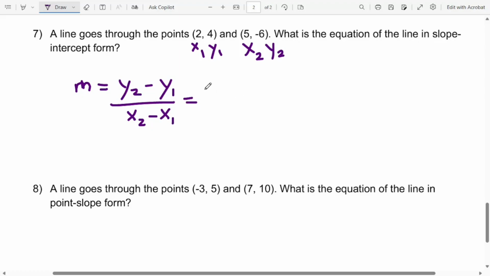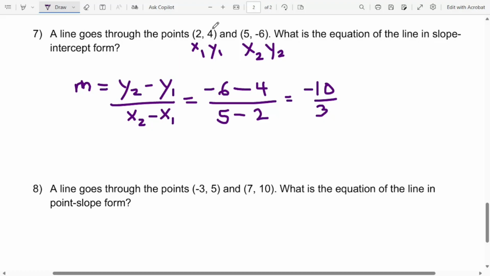So y sub 2 is negative 6, minus, sorry, we're going to subtract 4, y sub 1, over 5 minus 2. So we're going to get negative 10 thirds for our slope. Okay.